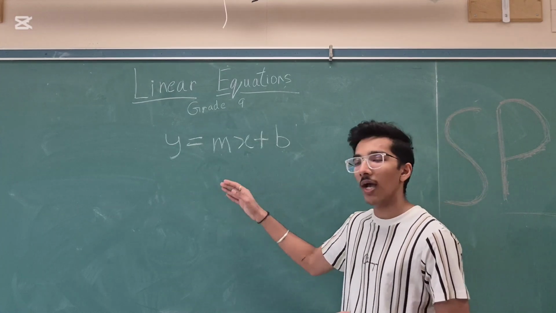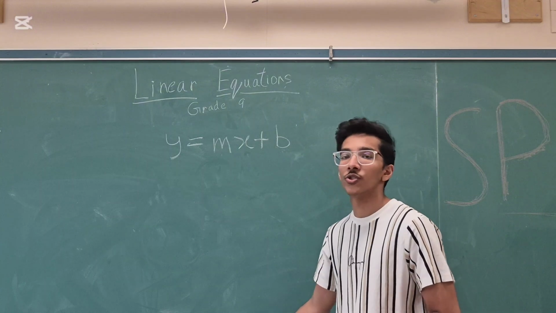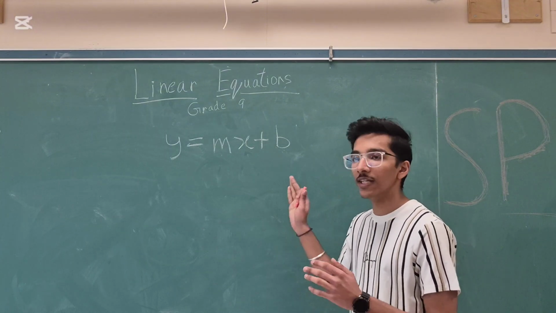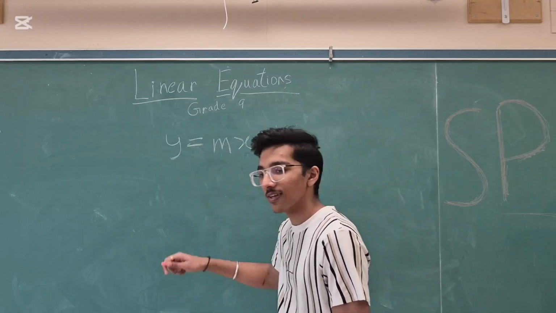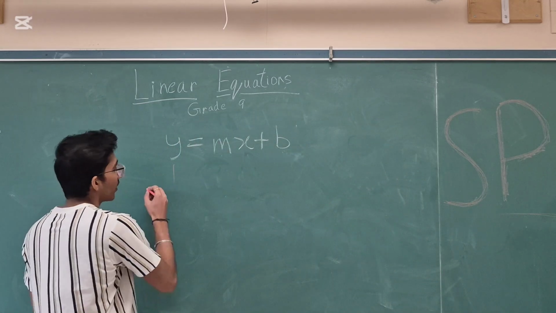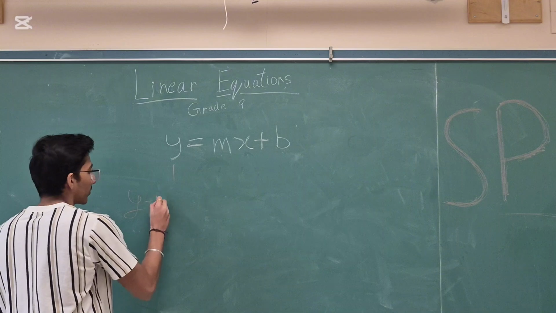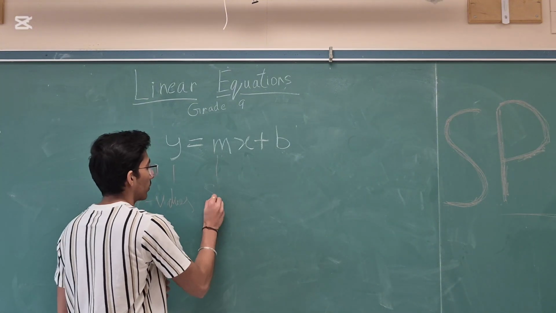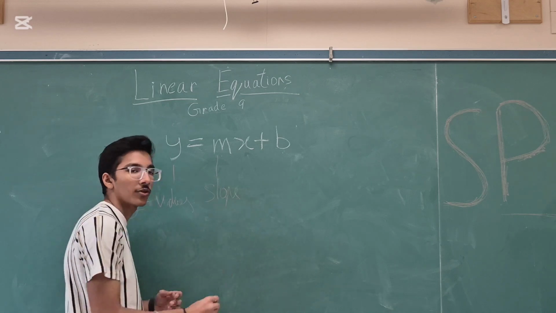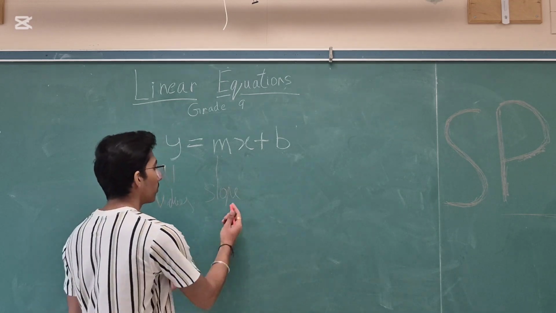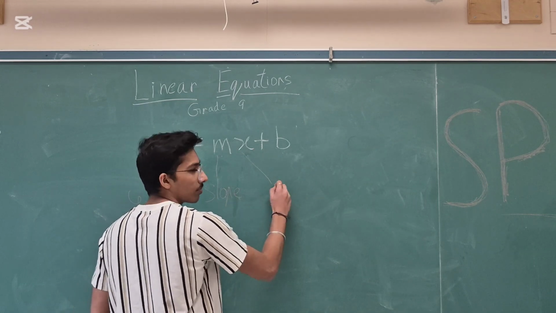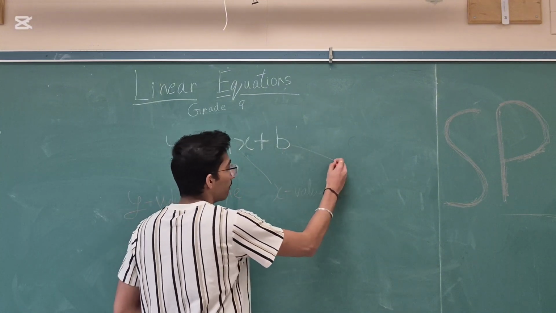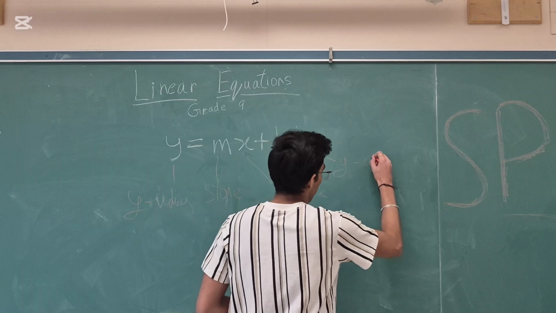So y equals mx plus b is the general formula, or equation, for a linear equation, right? Here, y, if you don't remember, is the y value. m is the slope, which you're gonna learn further in the video how to find. x is pretty common sense, it's the x value, and b is the y-intercept.